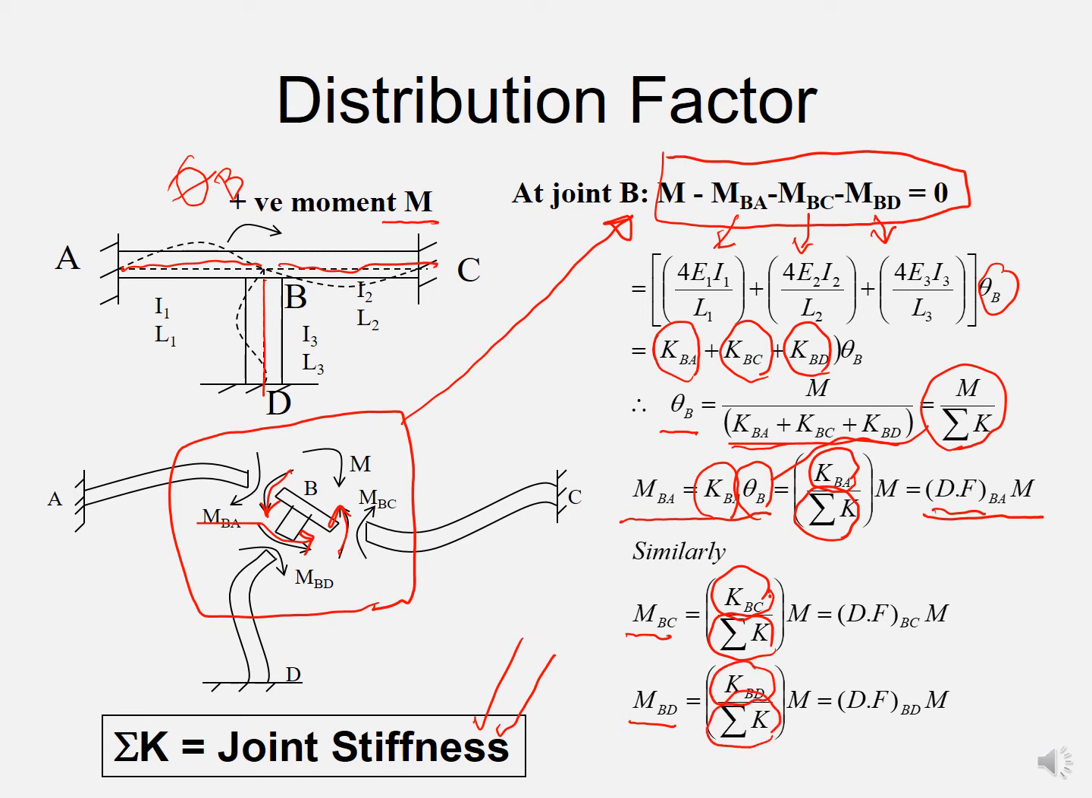It is shown in these equations that the moment carried by the member is directly proportional to its stiffness, which means the larger the stiffness of the member, the larger will be the moment that it will carry due to the bending moment M.